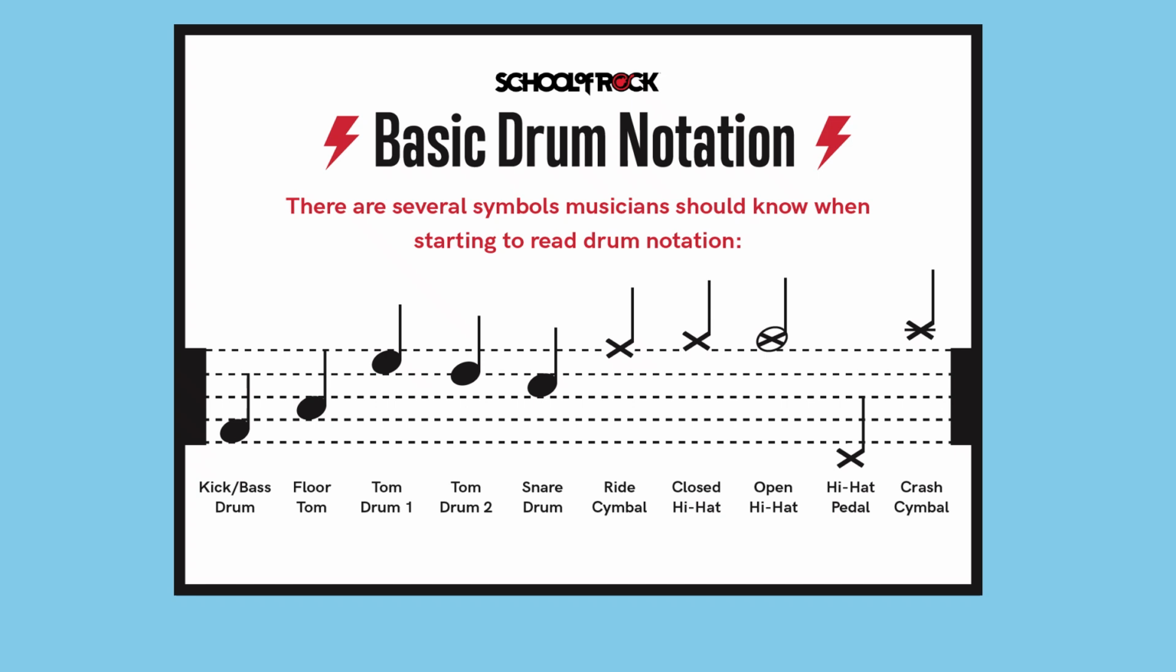However, the lines and spaces are used to represent the different parts of the kit instead of different note pitches. A percussion clef is placed at the start of a line of music to show this. In drum notation, a dot is used to represent a drum, and an X is used to represent a cymbal.